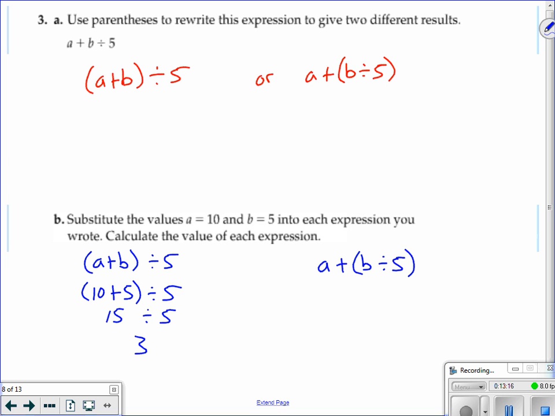Again, I'm putting in the 10 for A. I'm putting in the 5 for B. So this time, in the parentheses is 5 divided by 5. We have to do that first and get the 1. And now we're going to add 10 to it. 10 plus 1 is 11. So again, make sure you got those. Pause the video if you need to.